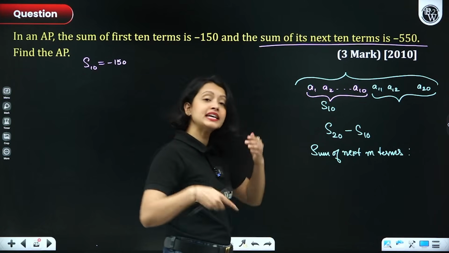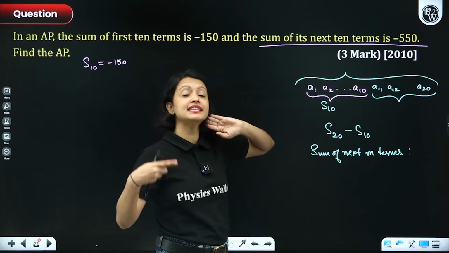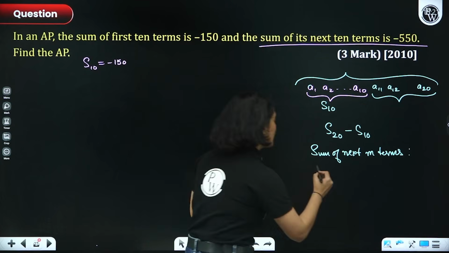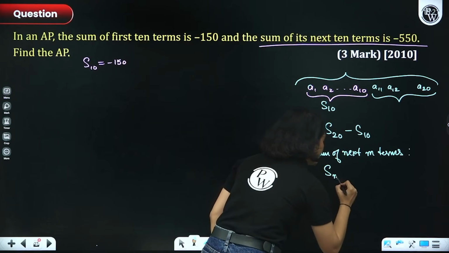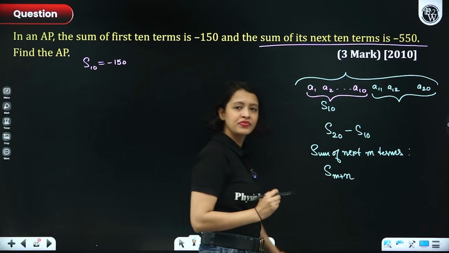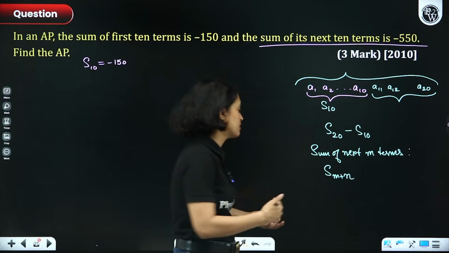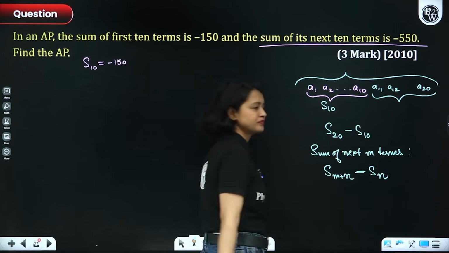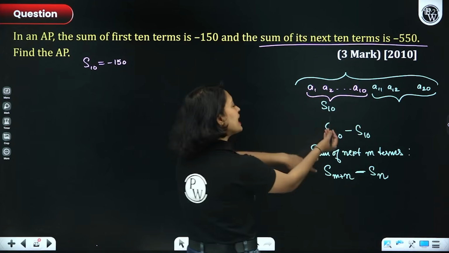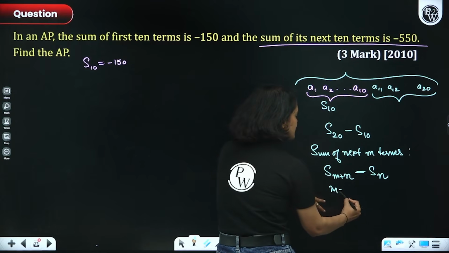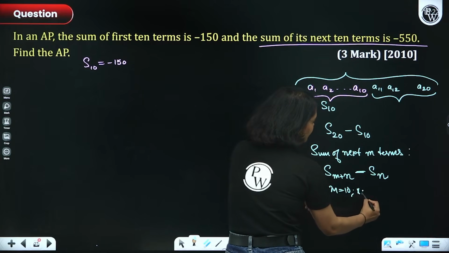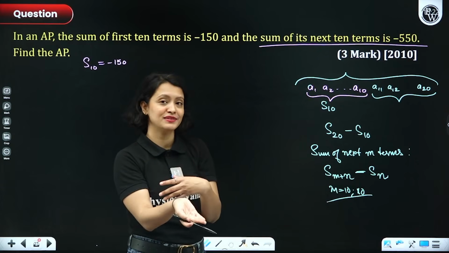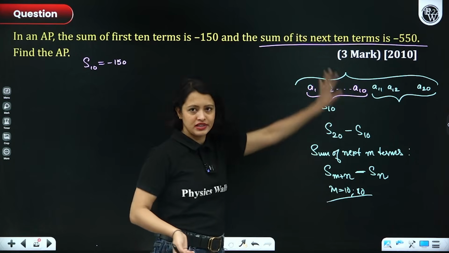So to figure out the sum of the next m terms, let's suppose you have to figure out the sum of the next 20 terms. What you would have done is take m and add n to it, where n is the number of first terms that we are talking about, and from it you would have subtracted Sn. Here m is 10 and n is also 10. They have given the sum of the first 10 terms and they are asking you to figure out the sum of the next 10 terms. So please remember this.